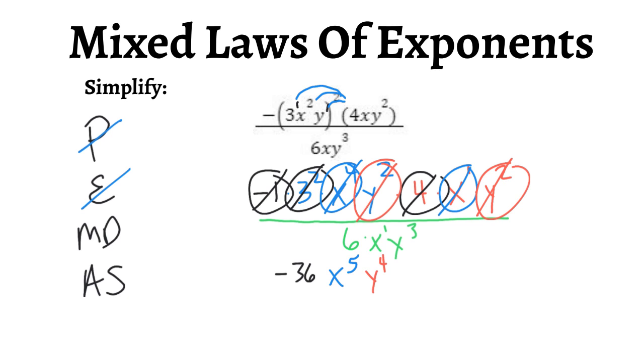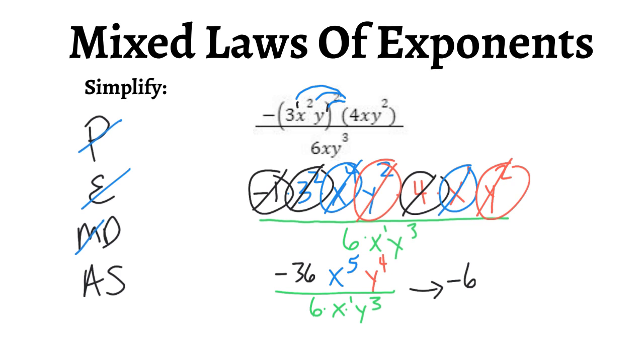Now that I've combined everything on the top, I go to the bottom. I notice that I cannot combine anything on the bottom, and I'm just going to write the bottom as is, divided by 6 times x to the 1 power times y to the 3rd power. So we just completed multiplication by adding the exponents with the variables that were like terms. Now we're going to go into division. And to divide, we're going to focus on the like terms of the numbers, the x's, and the y's. So negative 36 divided by 6 comes down to just negative 6. I'm going to write this over here.